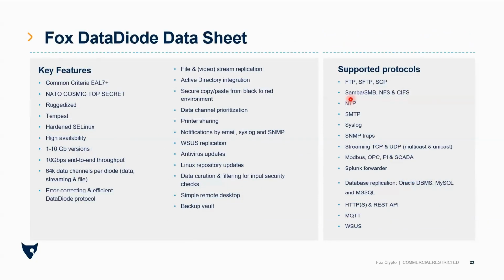Yeah, the data sheet, I will not go through this in detail. Main message is EAL 7+, the highest level of certification for the data diode from Fox. I think that's important. And another one, you're breaking a lot of things with regards to TCP, but a lot of protocols are possible when you introduce the proxy servers with the Fox software. FTP, NTP, SMTP, well, I will not go through the whole list, but also Modbus, OPC, PI, protocols that you use in the industrial arena.